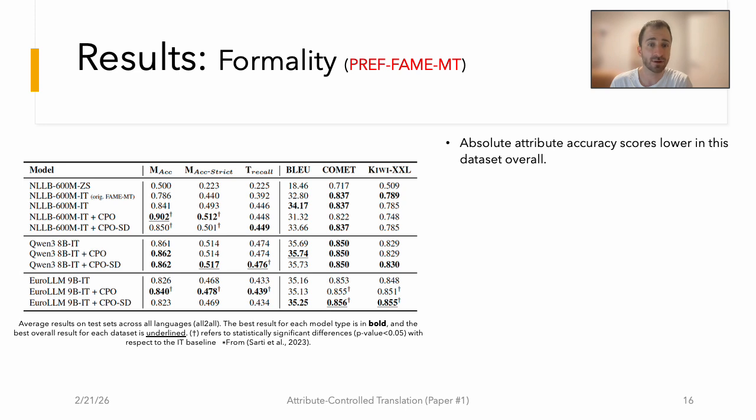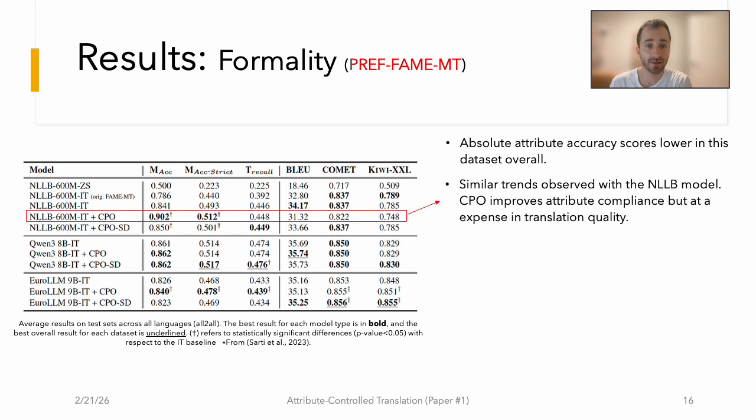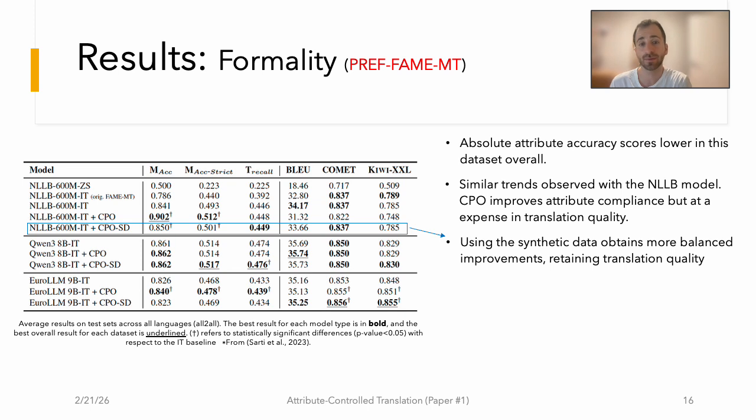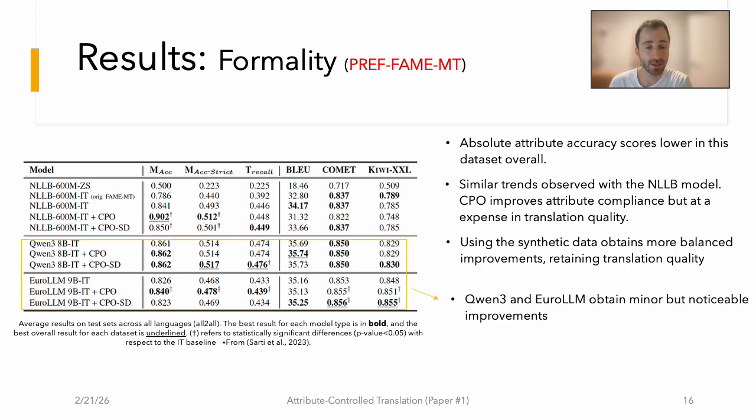Finally, we have results over our new proposed dataset. Overall, the absolute attribute compliance scores are much lower. This could be because the dataset has higher lexical diversity, instead of only using pronouns to highlight formality. We observe the same trends in our NLLB model. CPO improves attribute compliance, but at the expense of translation quality, and using synthetic data obtains more balanced improvements. Qwen3 and EuroLLM obtain modest but noticeable improvements in all metrics too.